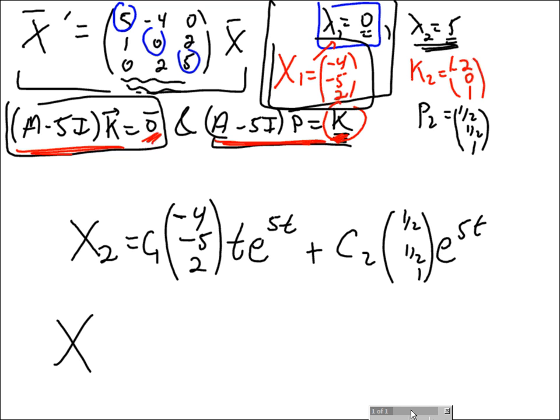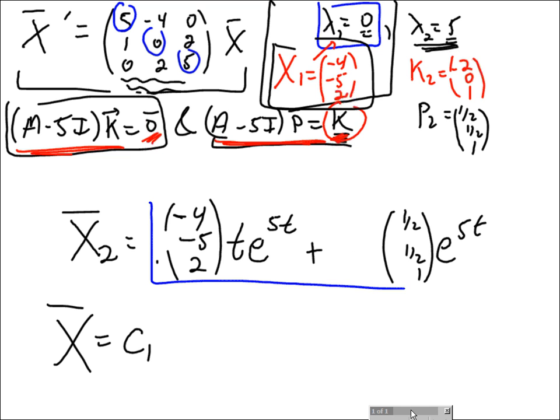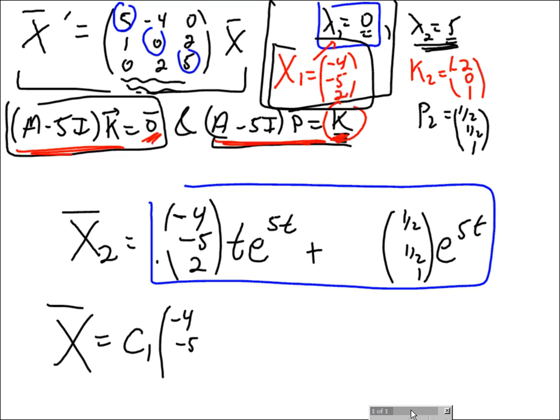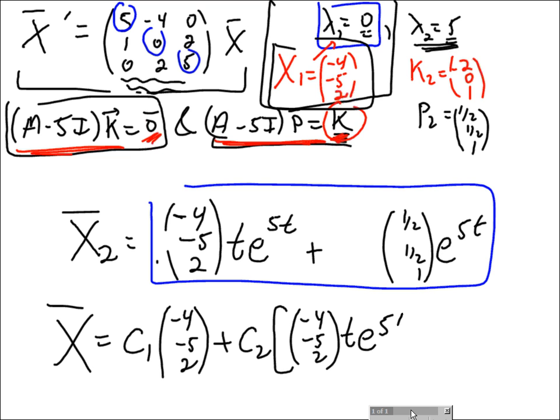So the solution is x1, c1. Actually, I take back one thing. Sorry. That's x2. This is what x2 equals. So big X is equal to c1 times x1, where this is x1, plus c2 times x2. I'm just copying down x2.